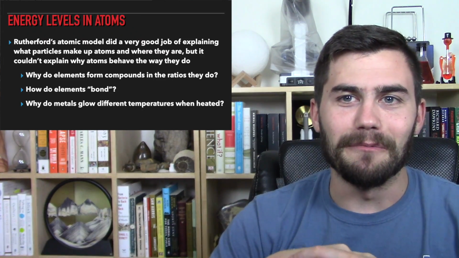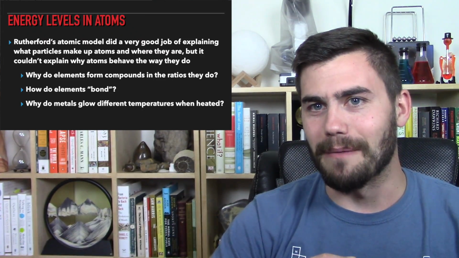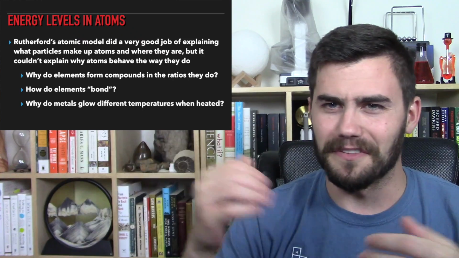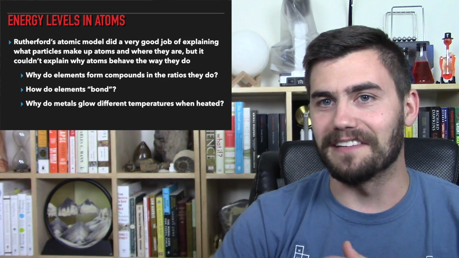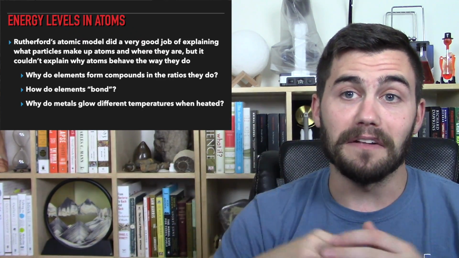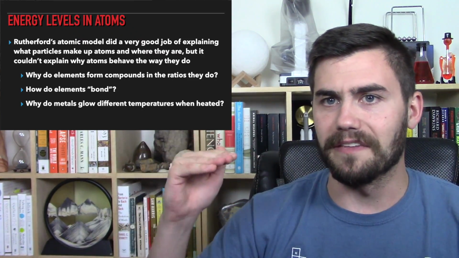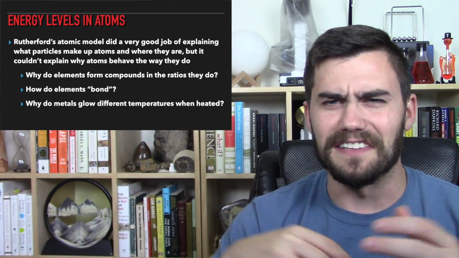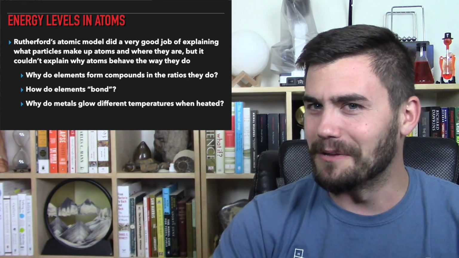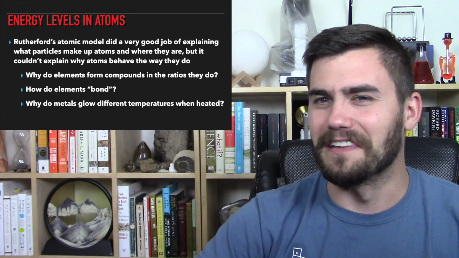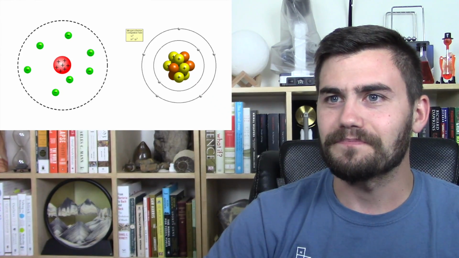This is something we probably will not be getting to, but it has to do with what's called the photoelectric effect. Albert Einstein won a Nobel Prize for it. But metals, as you heat them up, glow at different temperatures, and it has to do with electrons rising and falling in these different energy levels. We'll talk a little bit about them, but not specifically this last example.